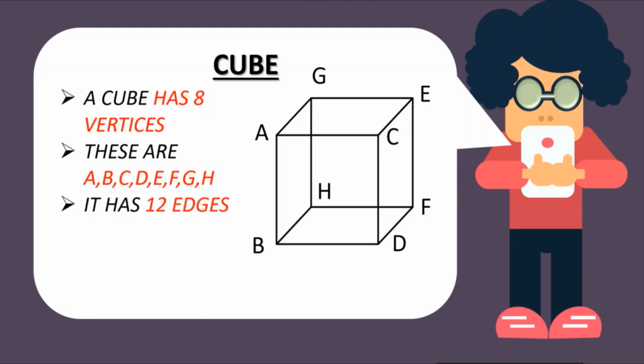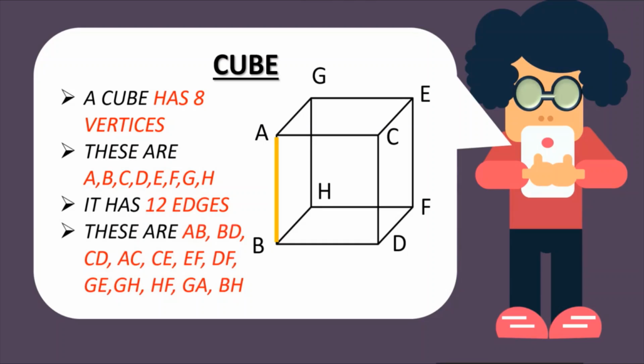There are 12 edges in a cube. They are AB, BD, CD, AC, CE, EF, DF, GE, GH, HF, GA and BH. So they are the edges of the cube.